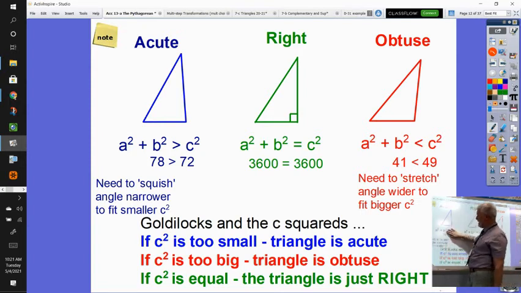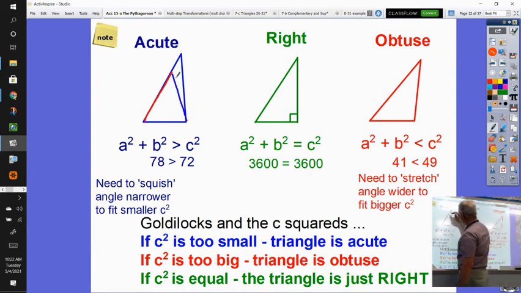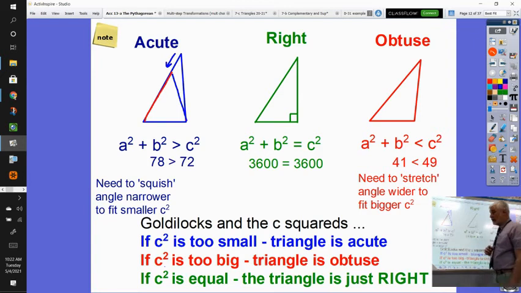But if it comes out to this, where a squared plus b squared is bigger than c squared, your two legs are bigger than c squared. This means that your c length, the hypotenuse, is too small. If the hypotenuse is too small, you would have to squish this leg to like that, and this would be an acute triangle. If c squared is too small, then it is an acute triangle. If c squared is just right, then it's a right triangle.